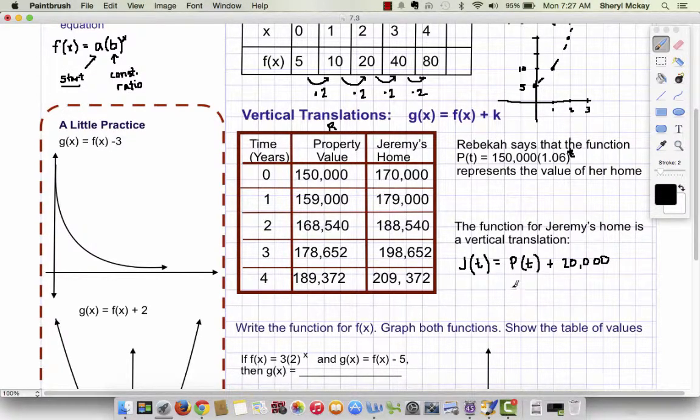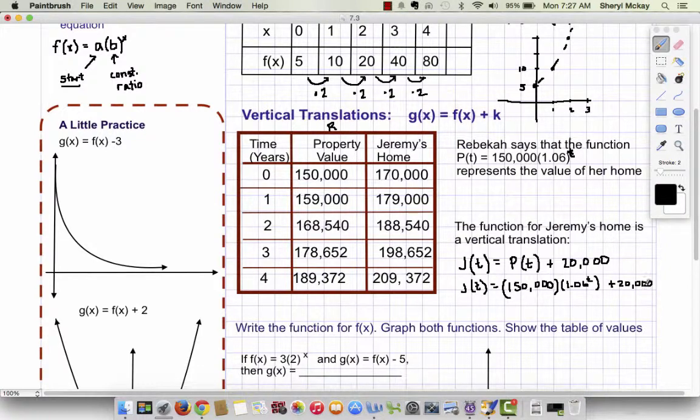So if P of t is 150,000 times 1.06 to the t power, then I just have to take whatever that is and add 20,000. And that's what Jeremy's property value is, okay? It's equal to Rebecca's, which is 150,000 times 1.06 to the t power, and we add 20,000 to it.